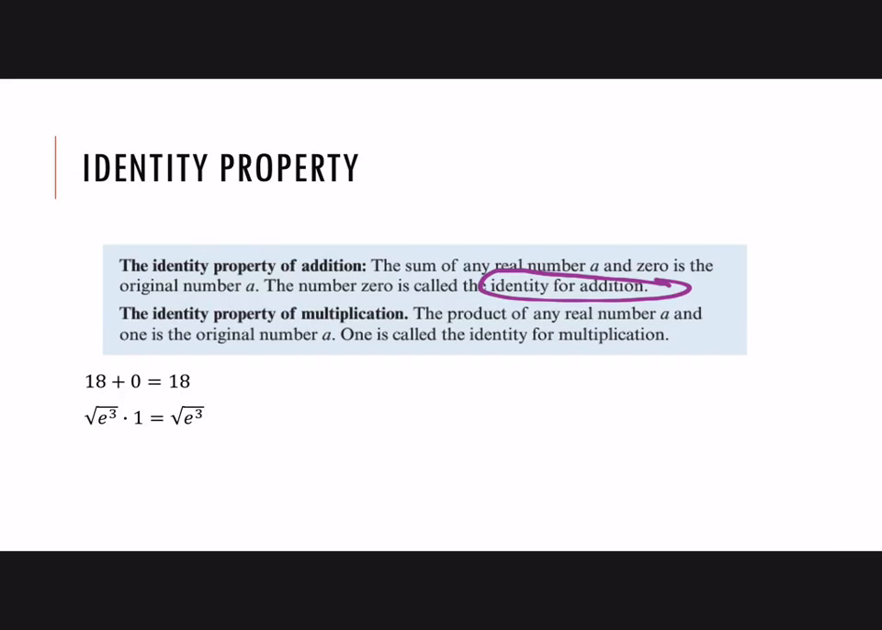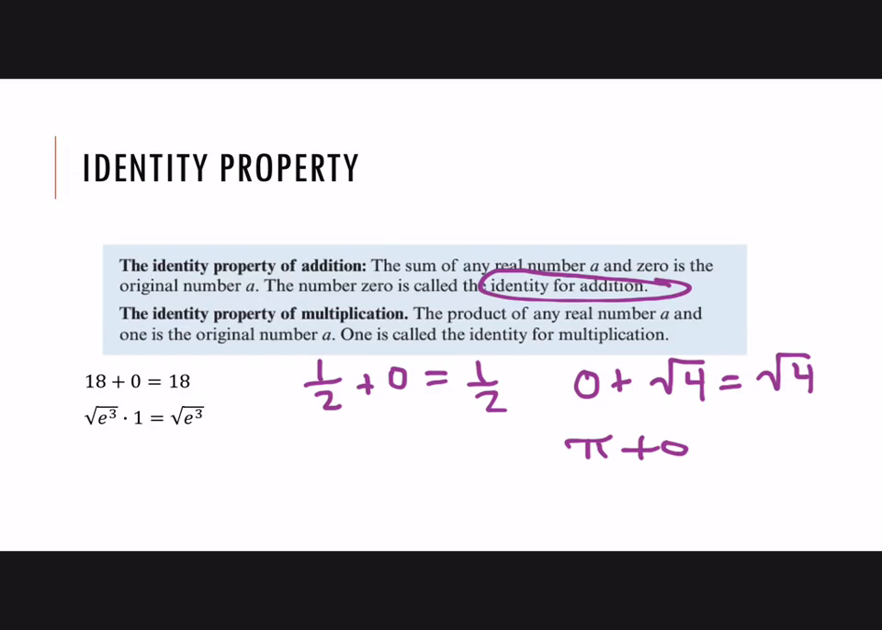For example, 18 plus 0 is still 18, and that is the identity property. Now I can replace 18 with any number. Your book calls this A. A plus 0 is still A. Here I've used a natural number, 18, but it could be anything. It could be a fraction. 1/2 plus 0 is still 1/2. I can switch these: 0 plus square root 4 is still square root of 4. I could do irrationals. Pi plus 0 is still pi. And that's the identity property for addition.